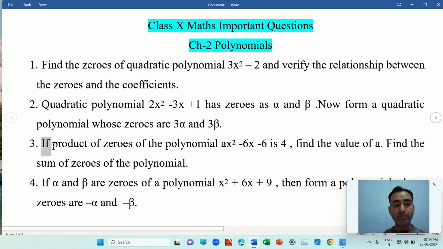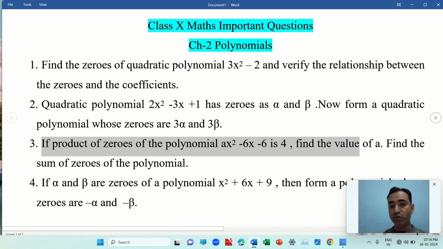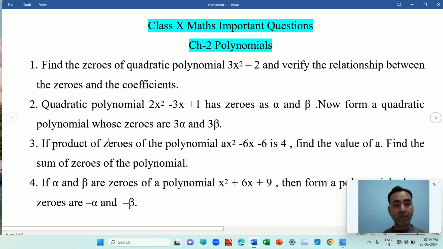Question number 3: if the product of zeros of the polynomial x square minus 6x minus 6 is 4, find the value of a and find the sum of zeros of the polynomial. In this question, first we see the polynomial x square minus cx minus 6, and product of zeros means alpha into beta is 4. It means c upon a is equal to 4.